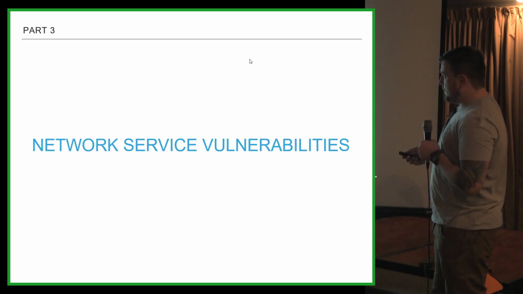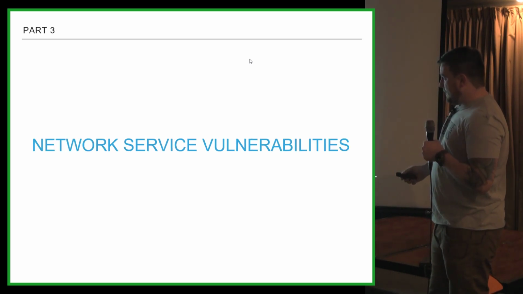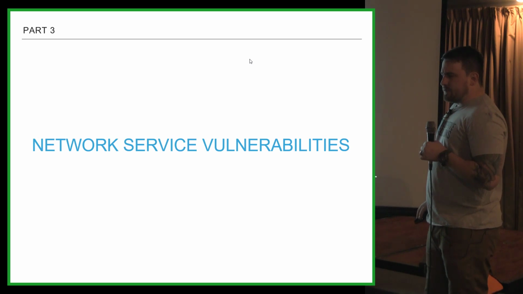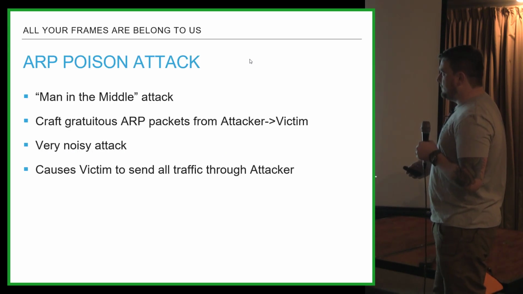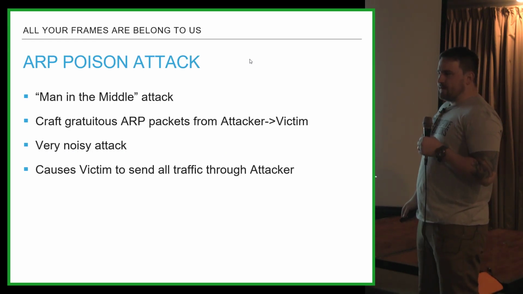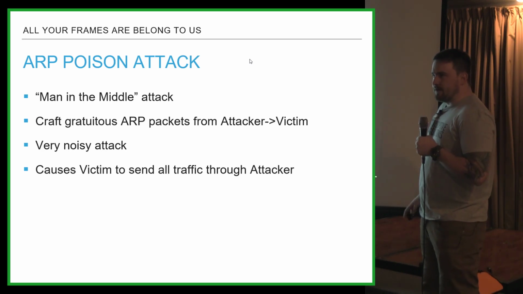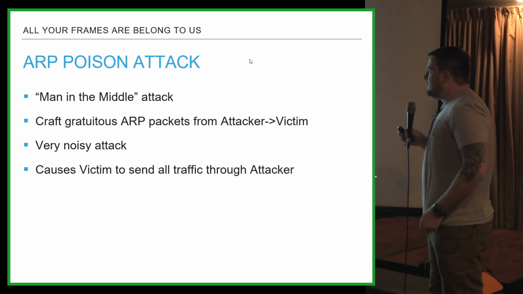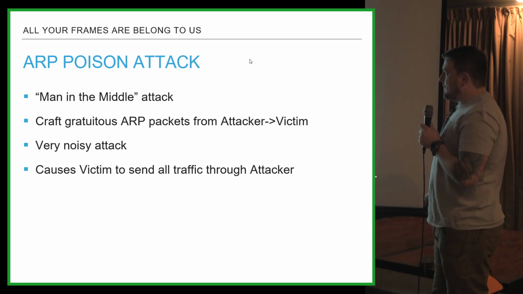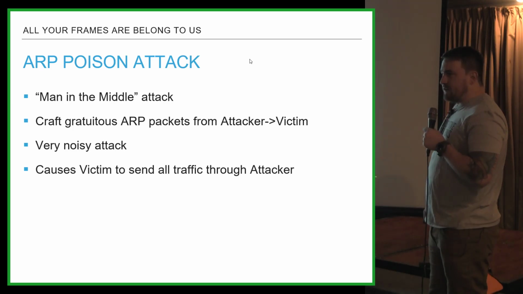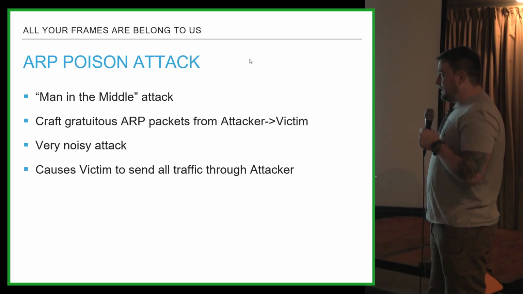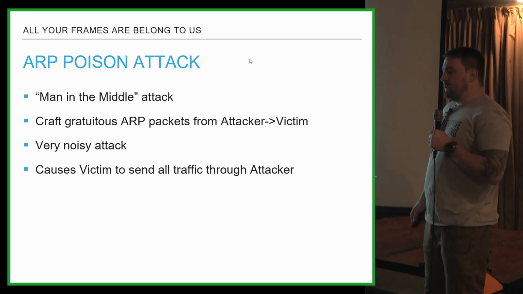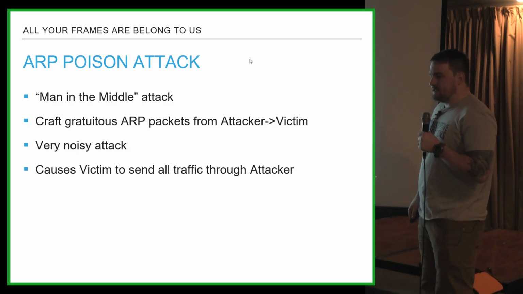So here we are, network service vulnerabilities. We're going to talk about an ARP poison. So that gratuitous ARP request that we were talking about earlier, and why that's a problem. So an ARP poison is a man-in-the-middle attack. You craft gratuitous ARP packets from the attacker to the victim, and it's a very noisy attack, so it's very easy to detect, but it's not always easy to prevent.